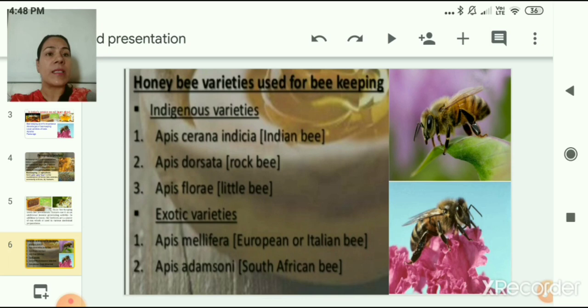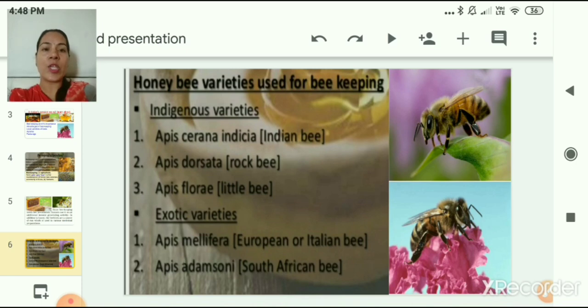Honeybee varieties are of various types. There are certain varieties which are present in India and there are some exotic varieties too. The varieties of honeybee which are predominantly in India are called indigenous varieties. These include Apis cerana indica, which is also known as Indian bee.